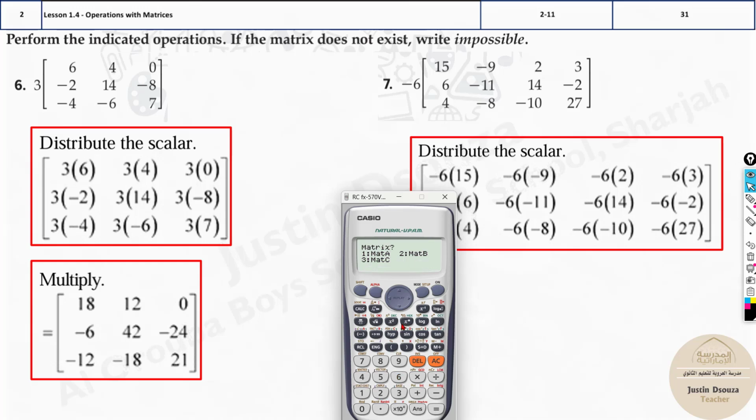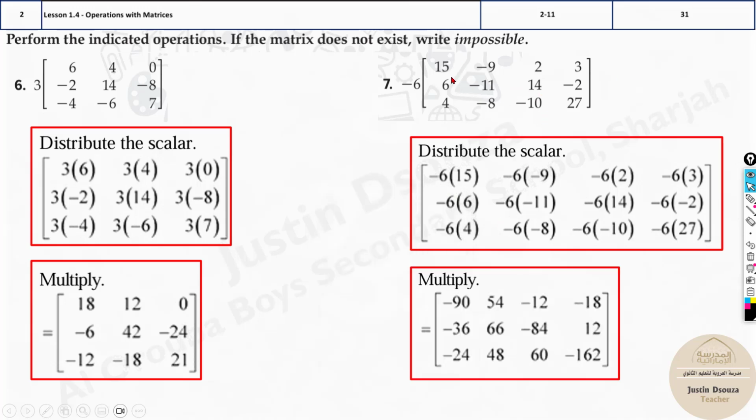mode and 6, let's select the matrix B. Here there is no dimension for 4 cross 4 or anything related to 4. So sadly, you cannot do anything if it's a 4 matrix. You know, the dimension is for either row or column. Only up to a maximum of 3 cross 3 can you solve in your calculators. But here you just have to multiply minus 6 throughout.